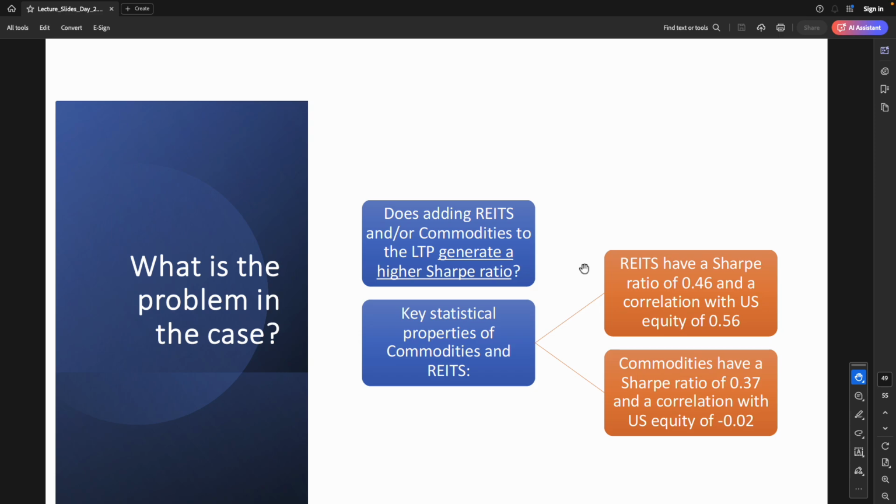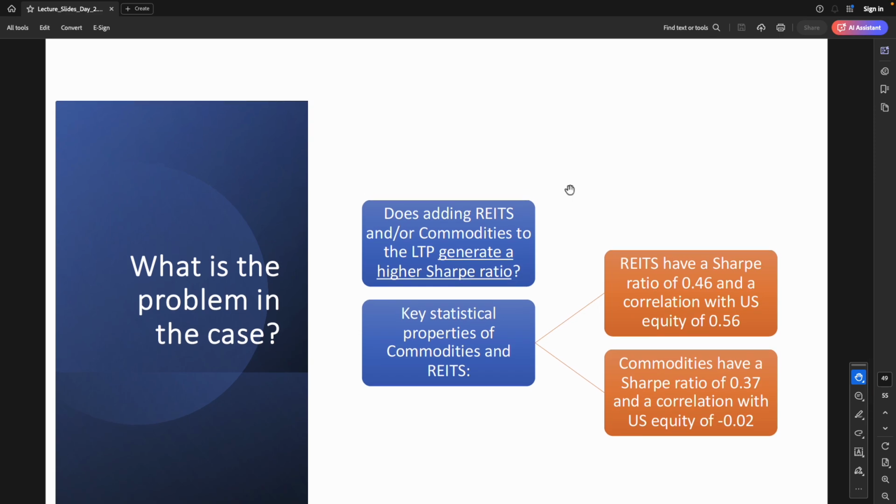Now the next problem in the case is: could they do even better if they started to diversify into REITs? REITs, think about that, it's like an ETF on real estate, usually commercial real estate. Or what happens to their portfolio allocation if they were to invest into commodities like gold, pork, soybeans, whatever, forest, maybe even crypto, although it's not a commodity, but anything alternative.